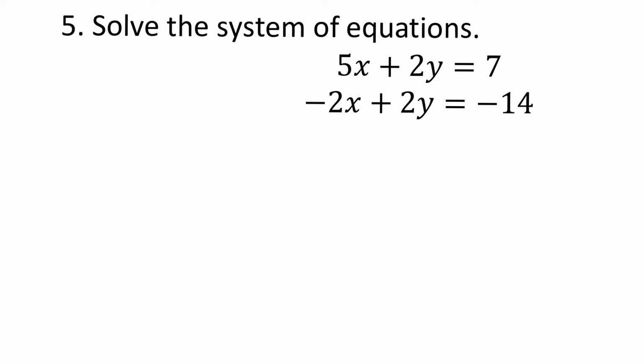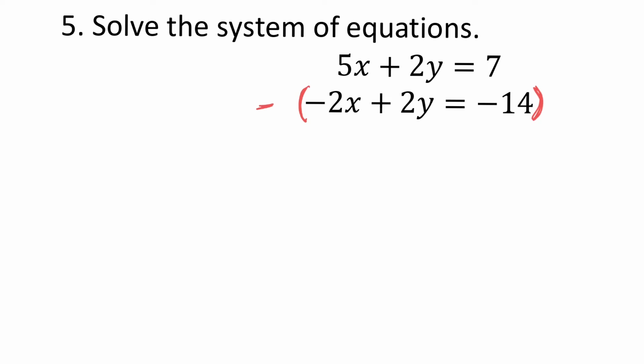So I'm going to cancel the y's because they already have the same number, but I just need to change one of the signs to a negative so they can have opposite signs. To do that, you need to multiply one equation by a negative 1, and that's going to change the sign to negative for the y values. So you can multiply the bottom by negative 1 or the top by negative 1. Doesn't matter which one. I'm going to choose the bottom.